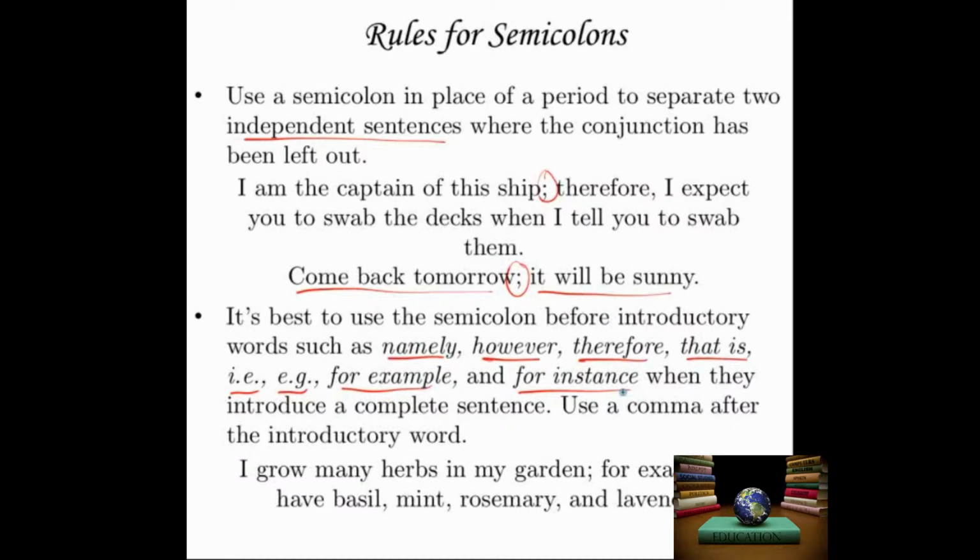Let's look at an example here. I grow many herbs in my garden; for example, I have basil, mint, rosemary, and lavender. So in this case, we have a complete sentence after the semicolon, so we need that semicolon there. For example, I have all of these herbs.